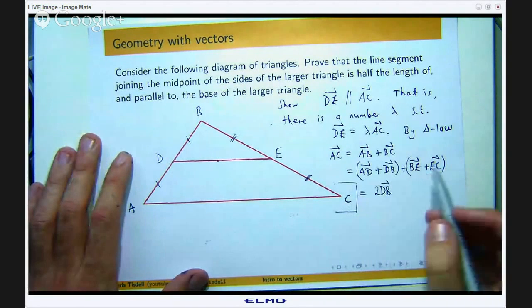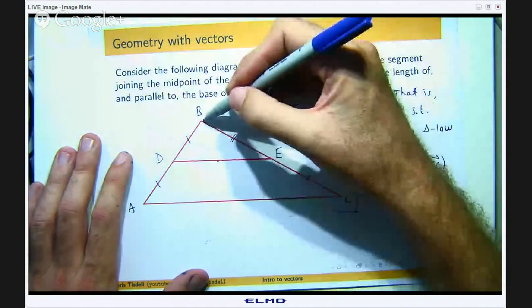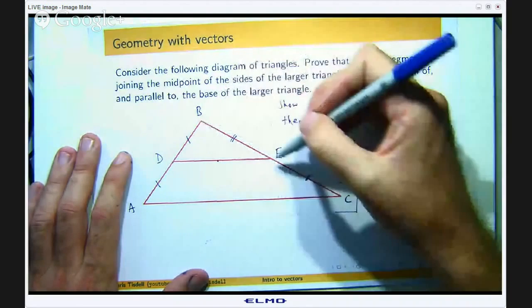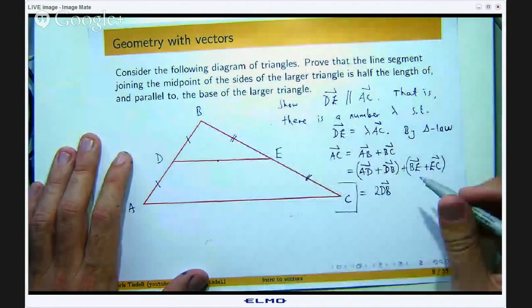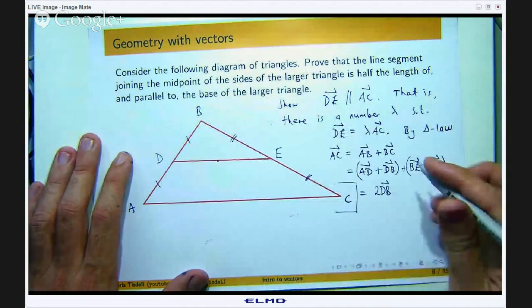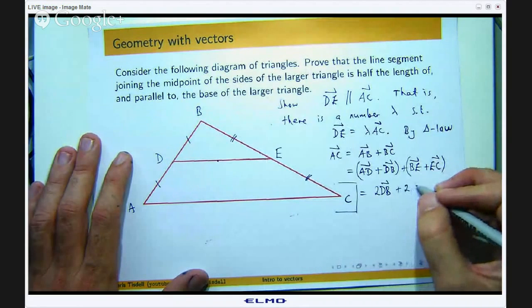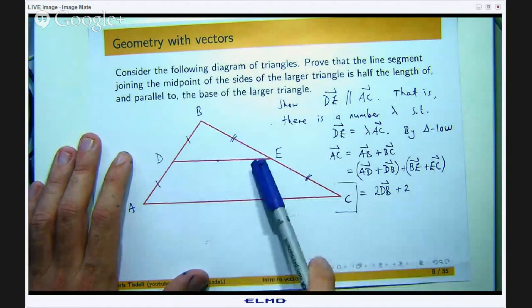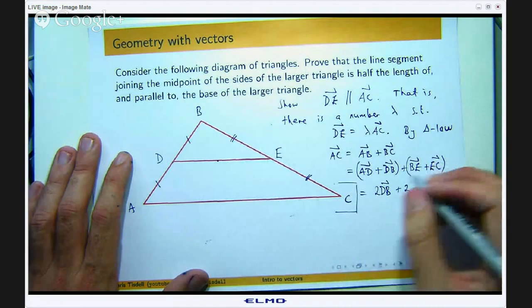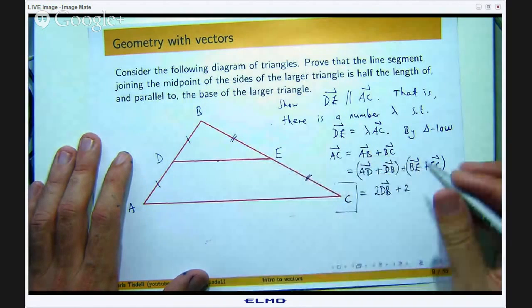2DB. Same with BE and EC. This length is the same. BE and C are on the same line segment. So definitely the vectors BE and EC are parallel and they have the same length. So they must be equal. So again, I could write 2EC here, but I'm going to write 2BE because I can then combine it with the triangle inequality for the smaller triangle.